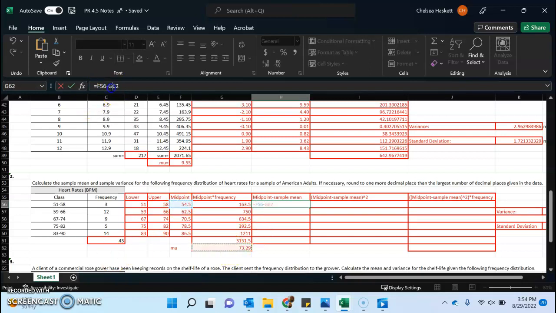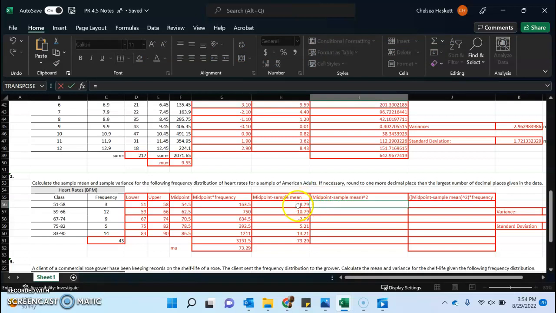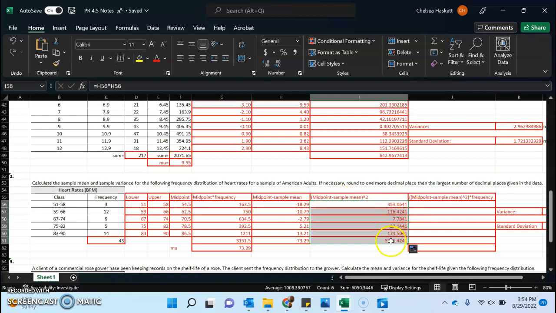We're going to put the dollar signs around it. Okay, and we're going to drag it, make it faster. Okay, and then we're going to square it. So this times this. If you look back up at that formula, we're squaring it. We drag it down. Okay, and then after we square it, we times it by the frequency.